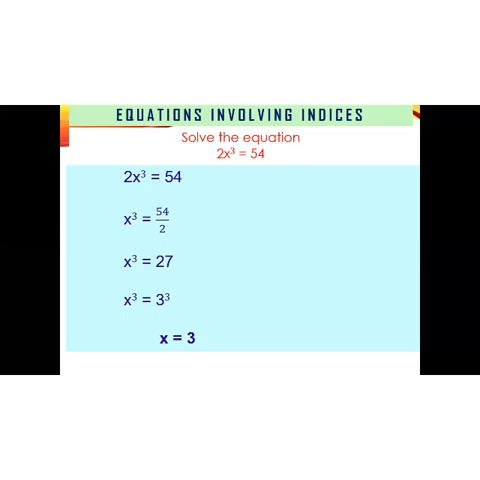Now, equations involving indices require some kind of autonomy. So you have to be innovative. You have to be able to reason and figure out things, think critically, analyze and synthesize, and what other thing ends with 'ize'. So it's very, very important.